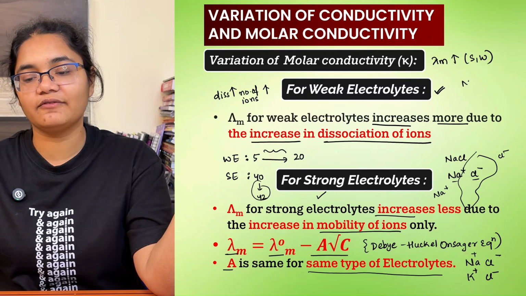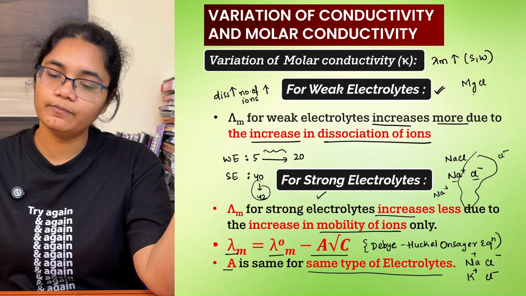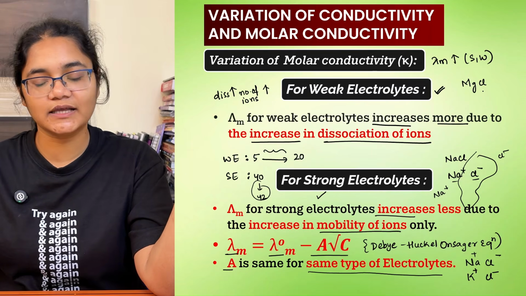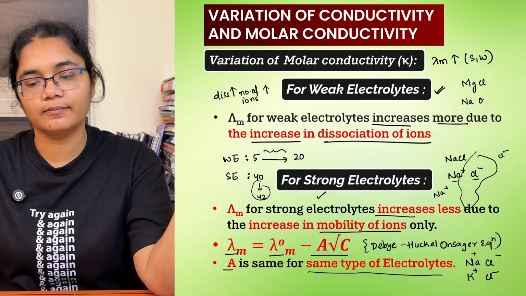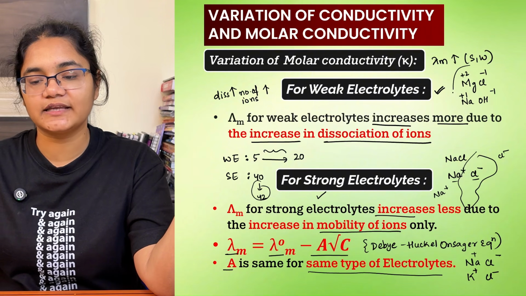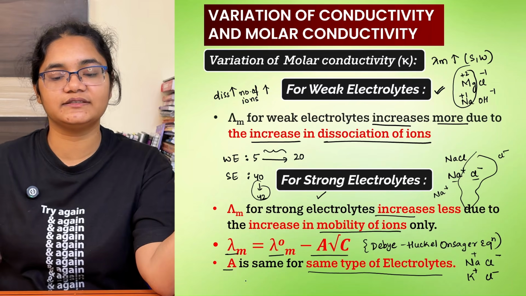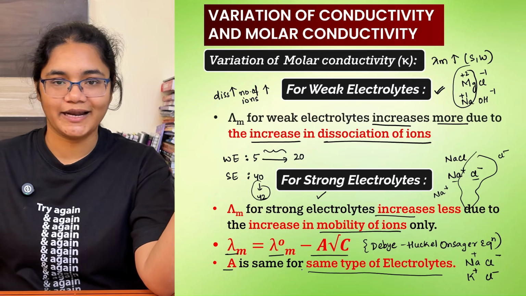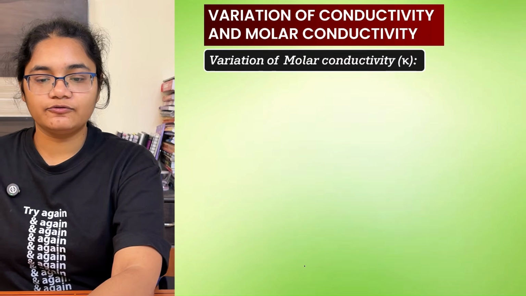For example, if you have MgCl2 and some other like NaOH, you see this is plus 2, this is minus 1, and this is plus 1 and this is minus 1. The anion charges are the same but the cation charges are not the same. So that means this is not the same type of electrolytes. Now let's move to the graph here.